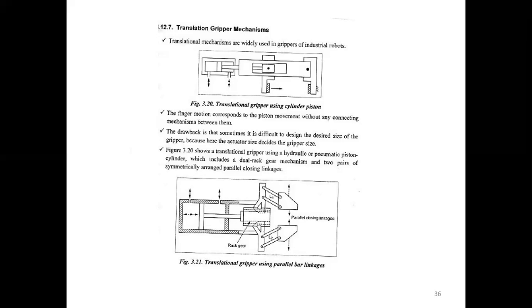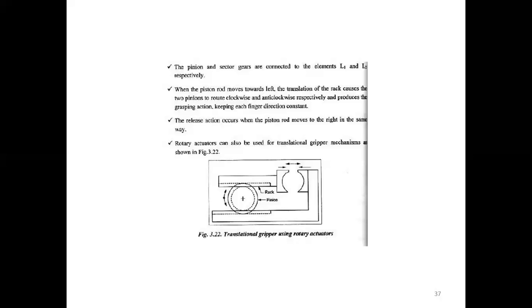So, a translational gripper using a hydraulic or pneumatic piston cylinder, which includes a dual track gear mechanism and two pairs of symmetrically arranged parallel closing linkages. The pinion and the sector gears are connected to the elements L1 and L2 respectively.